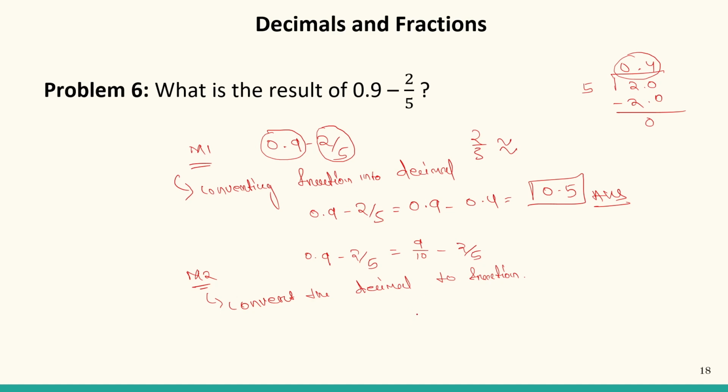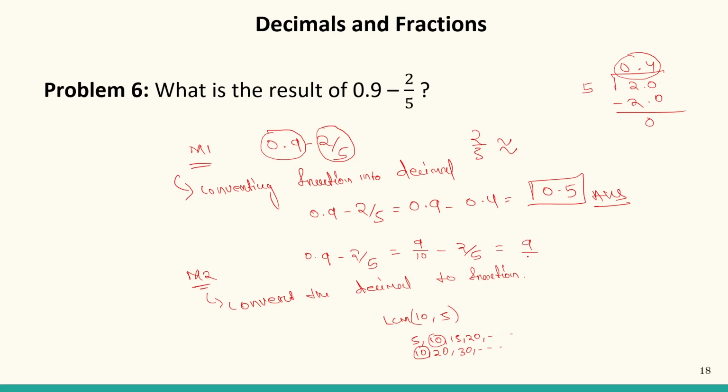So we need to find the LCM of 10 and 5. The multiple series of 5 is 5, 10, 15, 20. And the multiple series of 10 is 10, 20, 30 and so on. So the lowest common multiple is 10. Okay, so we need to convert this fraction to a fraction that has denominator 10.